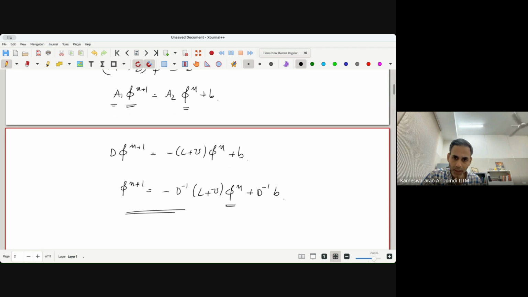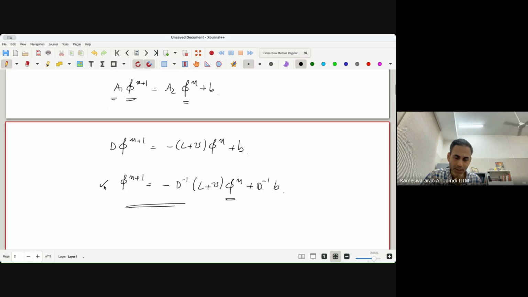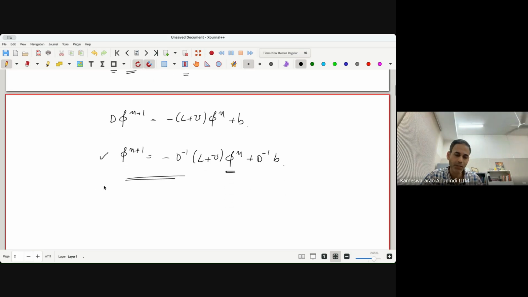Once I am given a guess value for phi, I solve this and obtain the next value phi n plus 1, for all the values of phi. We said phi is over the entire grid points, and that's what we're going to solve. So here we realize that all the phi values are vectors, going from m minus 1 times n minus 1.